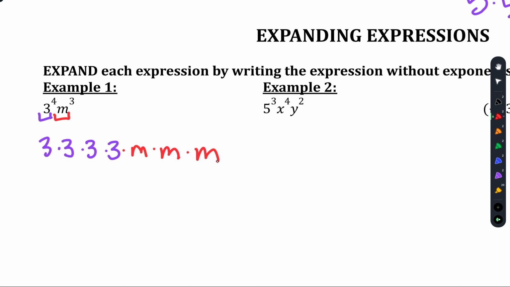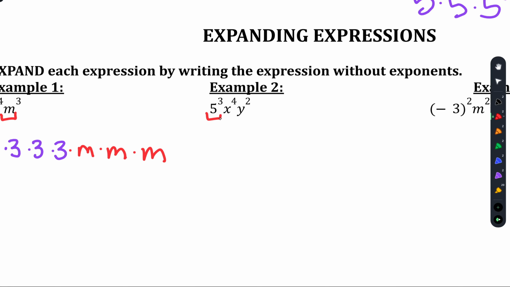So in example 2, I'm going to do the same thing. I'm going to take each base, and I'm going to write them however many times the exponent is telling me. So for the 5, I want 3 of them, 5 times 5 times 5. For the x's, I want 4 of them, x times x times x times x. And then for the y's, I want 2, y times y.